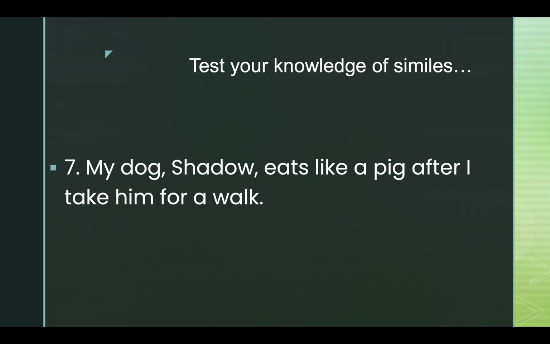My dog, Shadow, eats like a pig after I take him for a walk. The dog is being compared to a pig. Now, if you know anything about how a pig eats, it's very messy, very... I'm trying to find the word. Not crude, but very messy, very sloppy. That's the word. So that's how the dog is eating. After he's taken for a walk, he eats like a pig.